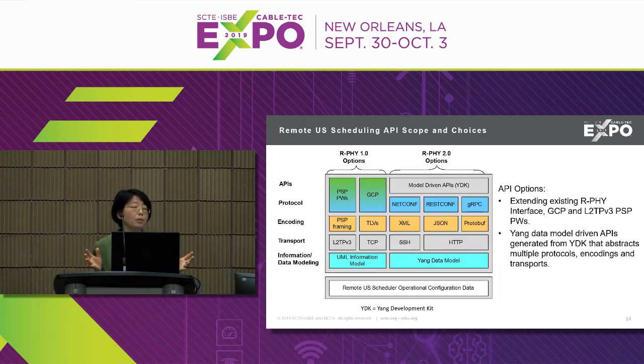Well, how about the remote scheduling APIs? Remember in the UIP structure, you split the scheduler into two pieces. In between runs this remote upstream scheduler API.